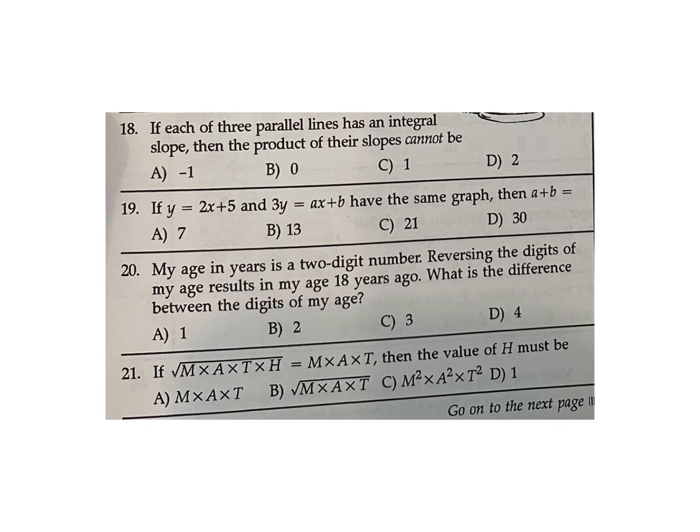If each of 3 parallel lines has an integral slope, then the product of these slopes cannot be. Okay. Well, let's see here. We've got three parallel lines, right? So they have the same slope. Yeah, if they're parallel, they have the same slope. And then when you take the three slopes and multiply them together, that's the product. Then what cannot be? Okay, I think I understand.